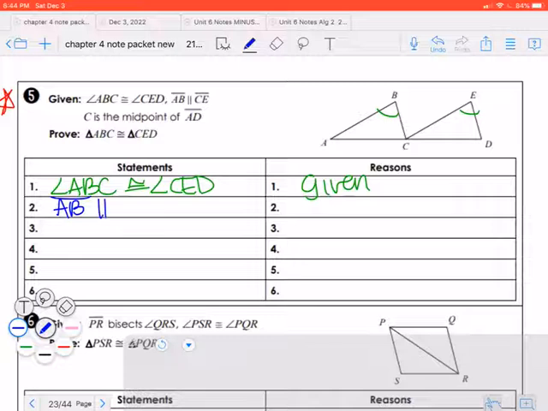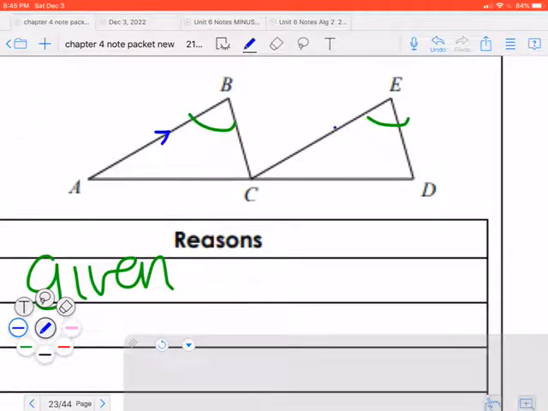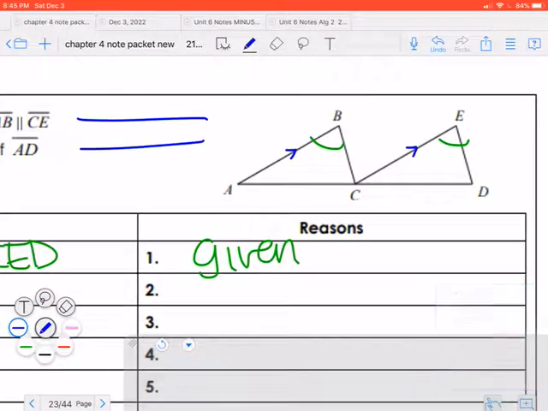AB is parallel to CE. AB is parallel to CE. Okay, let's mark that with our little arrows there. Okay, remember what I said about parallel lines? You have parallel lines with a transversal. You're going to find alternate interiors, or corresponding is another one that you'll use a lot. It's usually either of those two, alternate interior or corresponding, for these types of proofs.